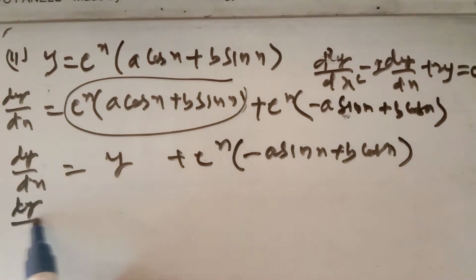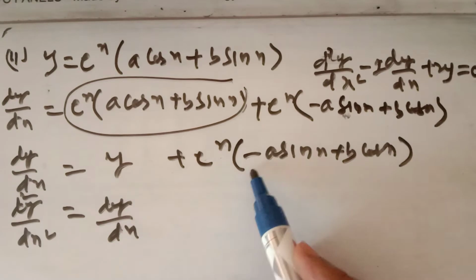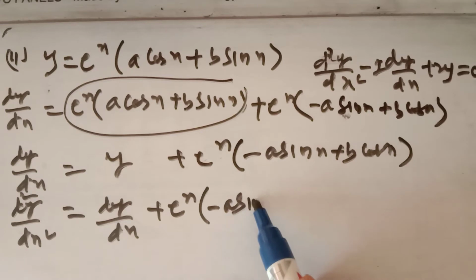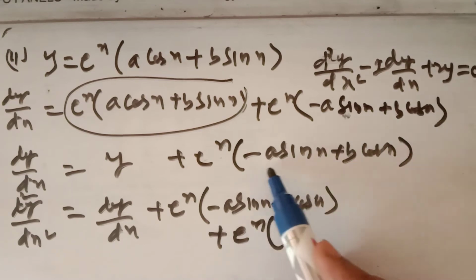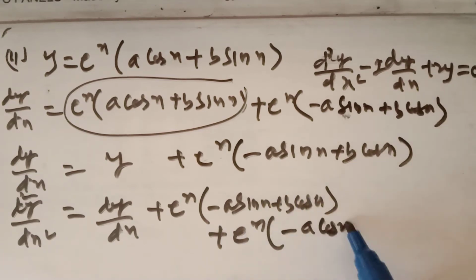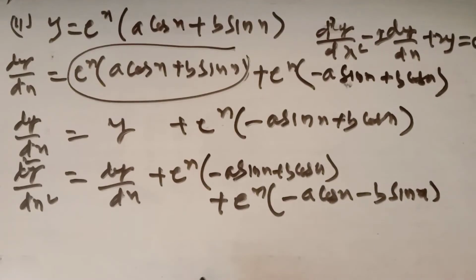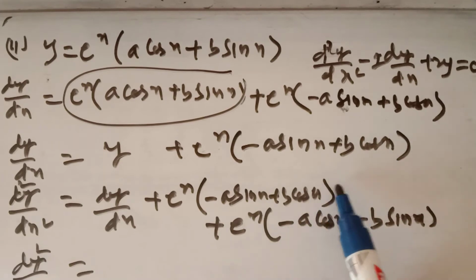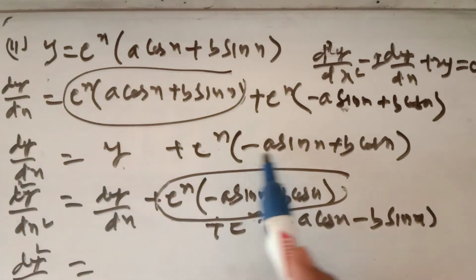Now again differentiate it. For the second derivative, d by dx, here you have to use the product rule. First of all, differentiate e to the power x, keeping (minus a sin x plus b cos x), and now differentiate this bracket. It will be minus a cos x minus b sin x, which is the derivative of this term. Now if you see it very carefully, this is the second derivative. Now you can easily put the value of this as the first derivative minus y from this.